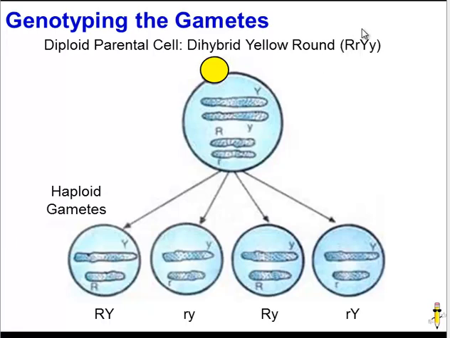The dominant R could go with either the dominant Y or recessive y, and vice versa. The recessive r could go with either the dominant or the recessive Y. This is actually the hardest part to solving a two-trait cross. If you get this right, the rest is pretty simple.